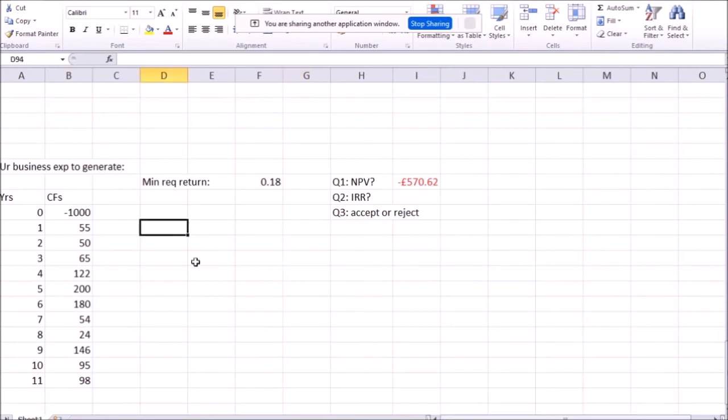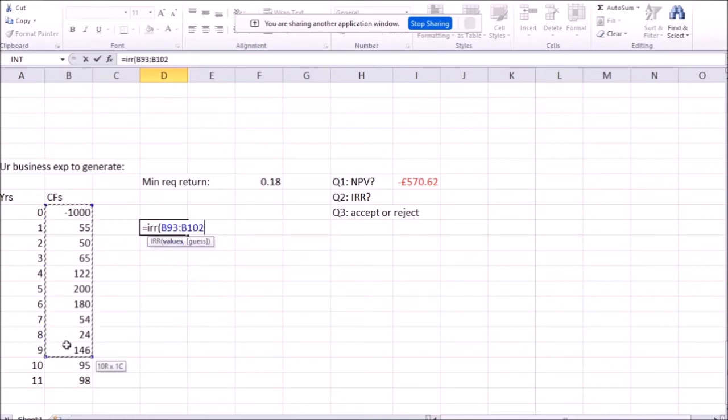So let's calculate IRR. For IRR, it's very simple. Equals IRR. In Excel, things are simple. Open the brackets. What does it say? Just values. Just values. Oh, so easy. Guess? It doesn't matter. Forget about the guess. Don't give your guesses to the computer. It doesn't need it. Close the brackets, enter. That's all.